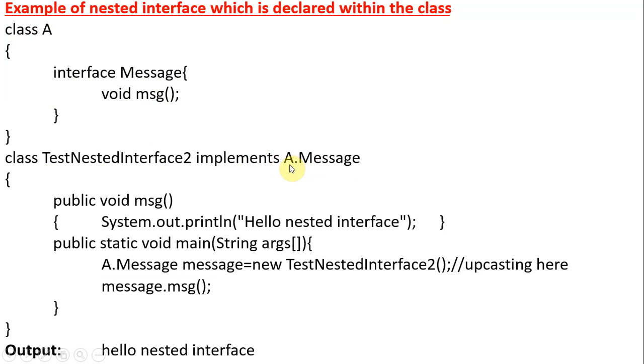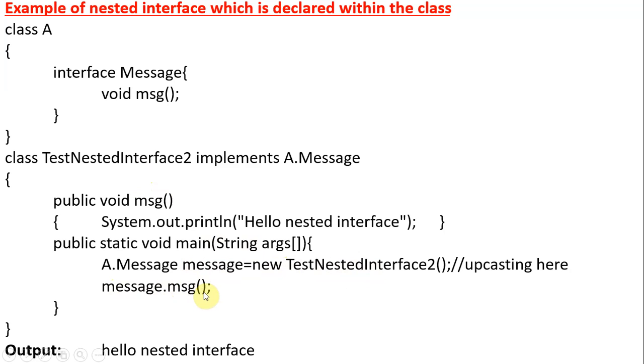See here, to access the message, we have to use the outer type. It may be a class or an interface. So, class dot this interface. The message method is implemented in the main method. Like that, we can create an object, which means we are creating a reference variable and allocating an object for this class. By that reference variable, we are calling this method.